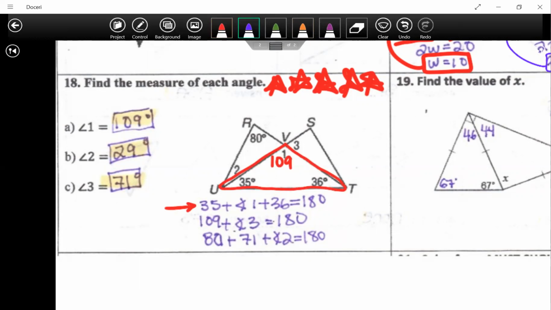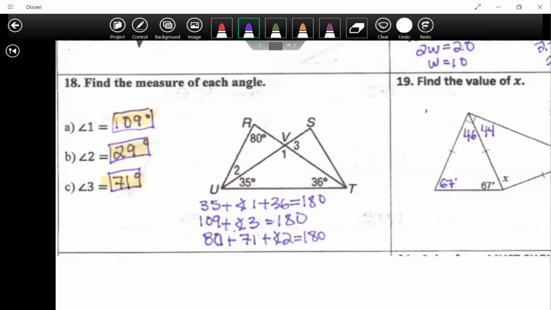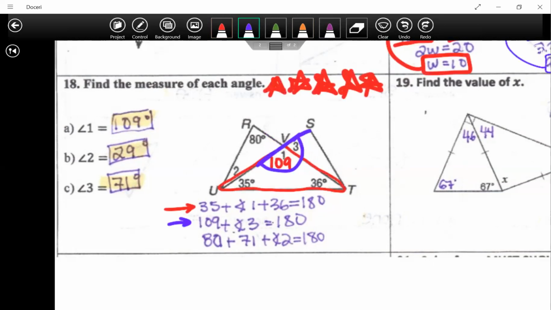Then what I want you guys to see here next is we're going to take angle 3 now because 1 and 3 are supplementary to each other. So I know that those are supplementary. 109 plus angle 3 is 180. This tells me that angle 3 is 71. This is 71. Oh, sorry, solving for the wrong one. This is 71. So that vertical angle is 71.